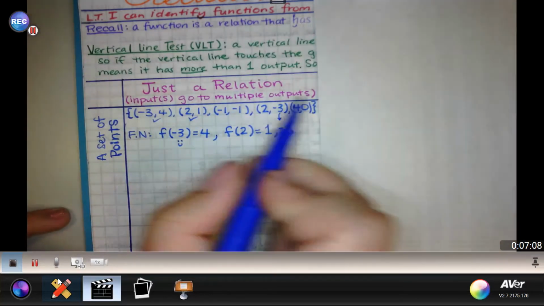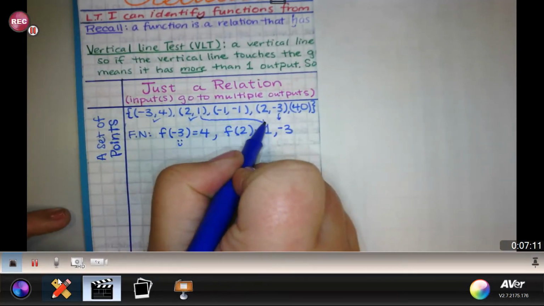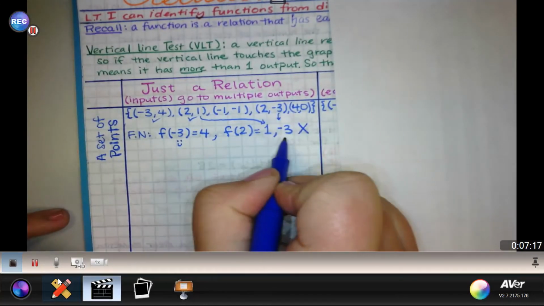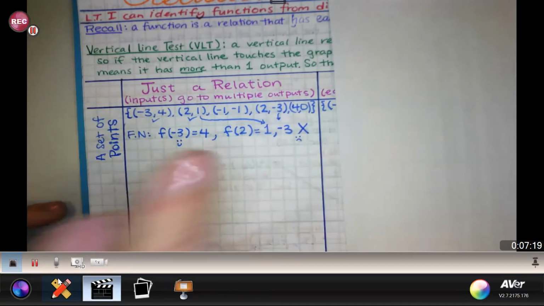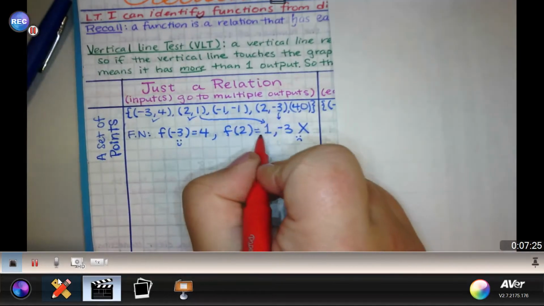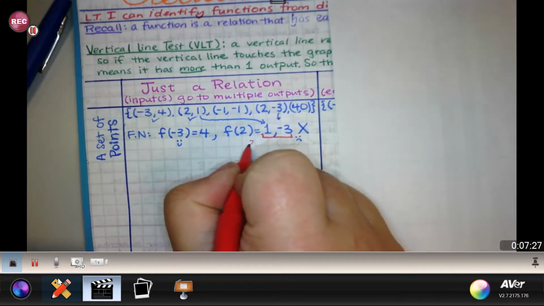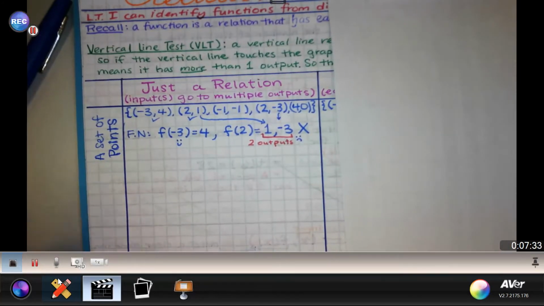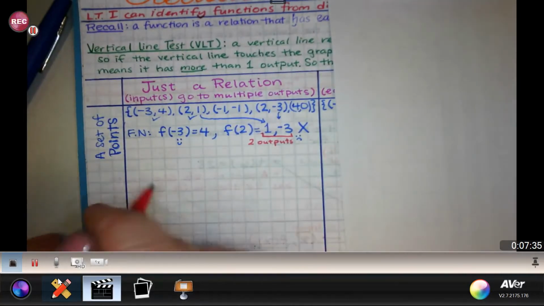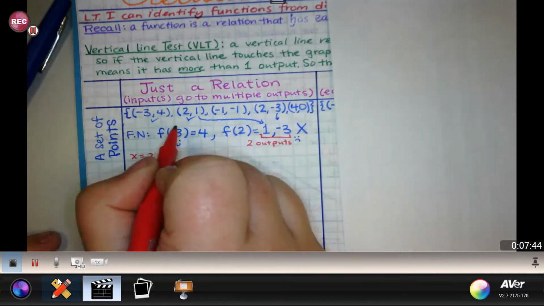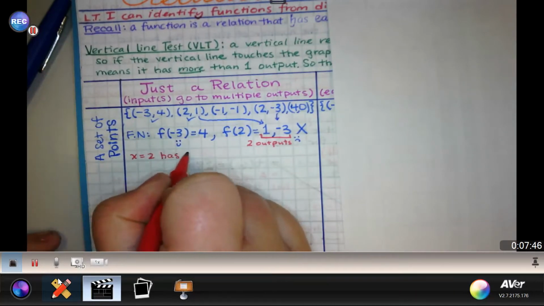Well, wait a second. Here, let me do an arrow with this one too. That means that when I have one input, that is 2 outputs. That is not good. Because we do not want multiple outputs. So the bad thing here is that there are 2 outputs. And we would say, obviously, it wasn't going to be a function because it was in this column, but we know that x equals 2, because that's the input, right, has 2 outputs.